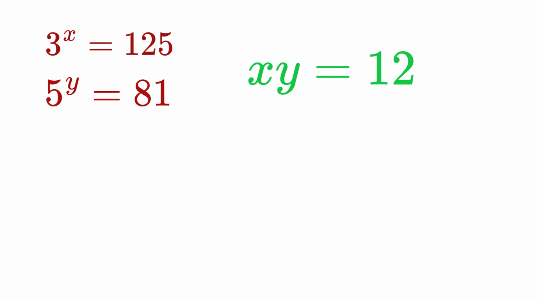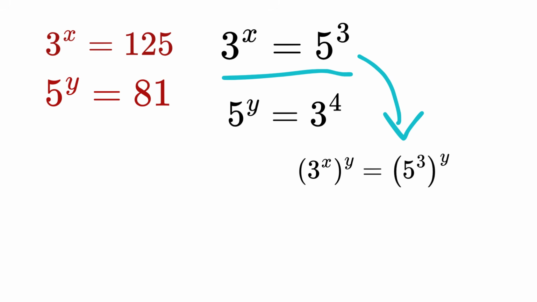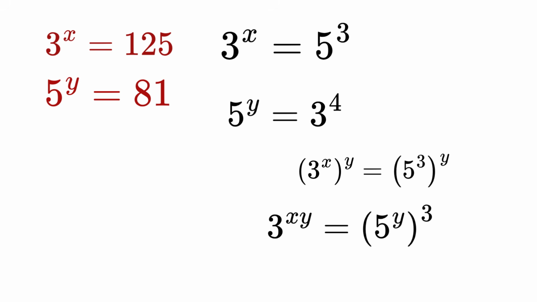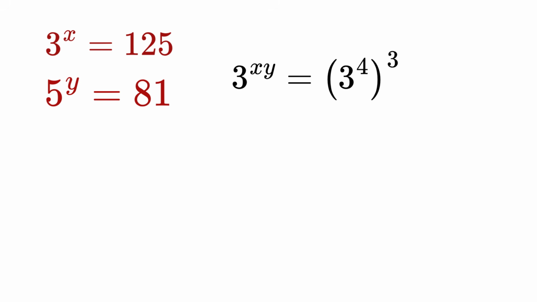This method works very well, but there is another method which is faster, without writing logs. Here 125 we can write as 5 cubed, and 81 we can write as 3 power 4. Raise both sides of this expression to the power y. This is in the form of (a^m)^n is equal to a^(mn). So we can write it as 3^(xy) is equal to (5^y) whole power 3. Here 5^y is equal to 3^4.